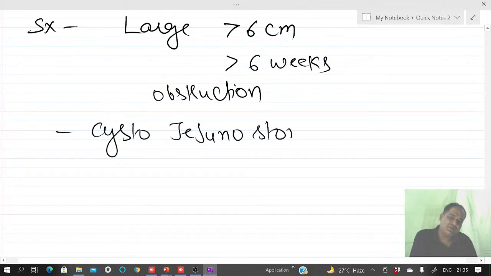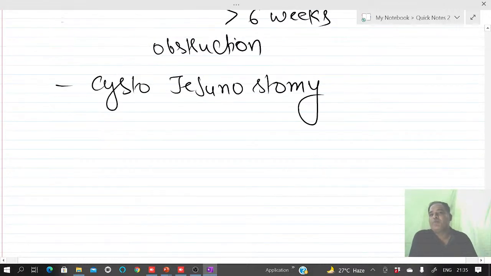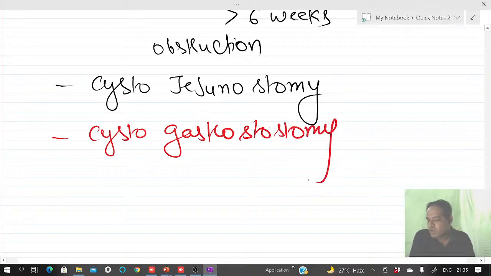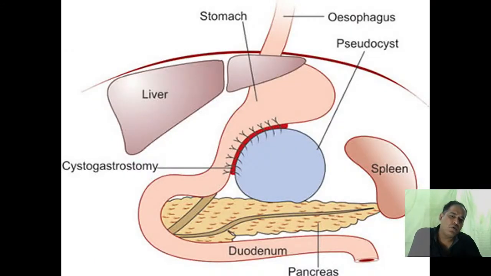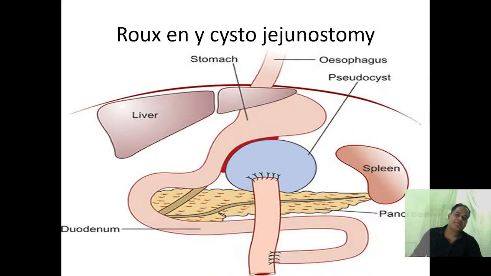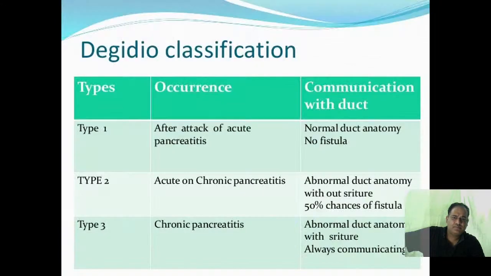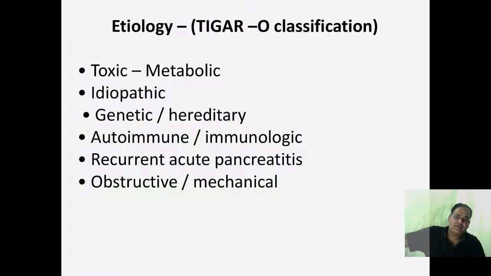Preferred treatment is cystojejunostomy. We can also do cystogastrostomy. Fine. We can also do endoscopic drainage. See, cystojejunostomy. Fine. So we use the D'Egidio classification there.